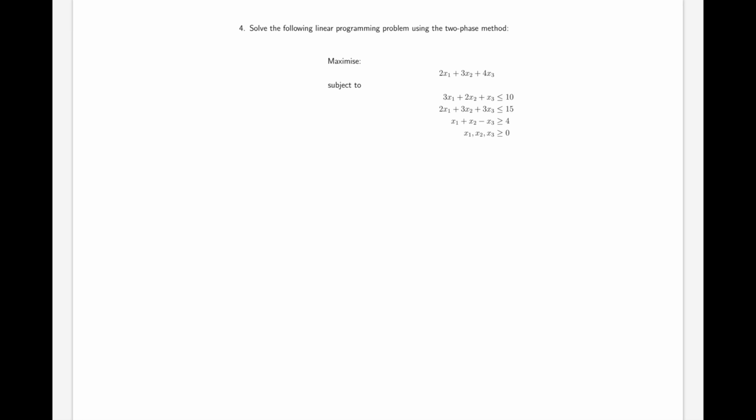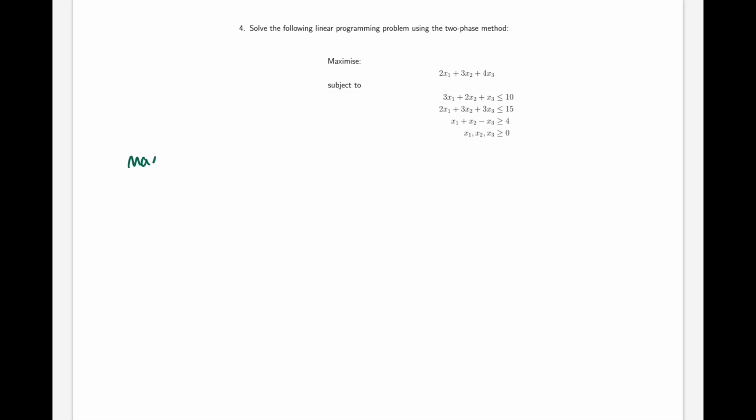Okay, so now we have a mixture of less than and greater than constraints. So when we write this in standard form, we'll have to be careful of the sign of the slack variables and possibly introduce artificial variables where required. So let's write this in standard form.